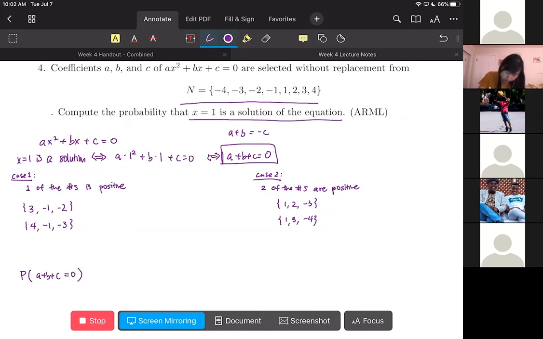Yeah, that's right. So the probability that they sum to 0, the denominator is going to be, there are 8 numbers in the set n, so 8 choose 3. And then we found there are 4 total solutions that give us a plus b plus c equals 0. So if we expand this out, this gives us 4 over 8 times 7 times 6 over 3 times 2, which gives us 4 over 56, which is 1 over 14.